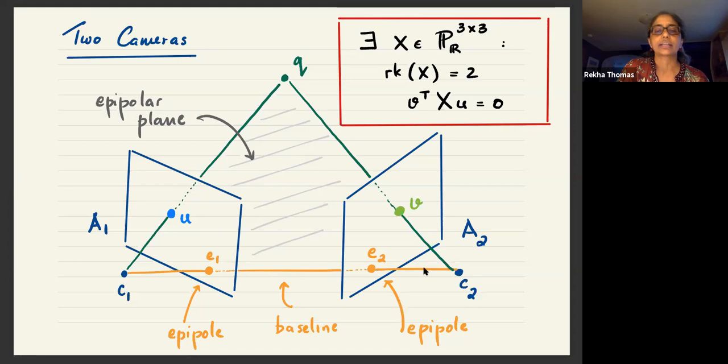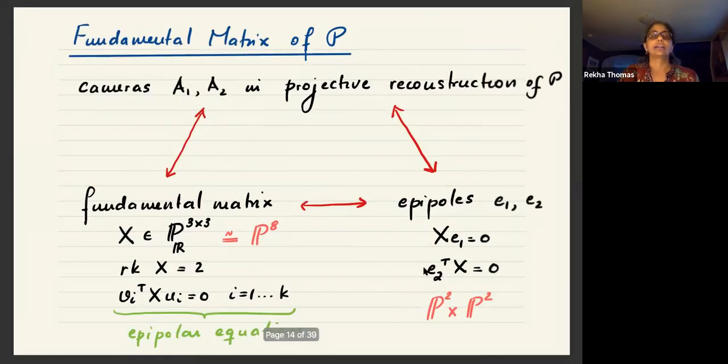So let me actually show you how these things all relate with each other. If I have two cameras in a projective reconstruction, then these two cameras uniquely define a fundamental matrix. So there is an X that we can construct from the two cameras. It'll be 3 by 3. It has rank 2. It's real. And it satisfies all of these equations that we had on the previous slide.